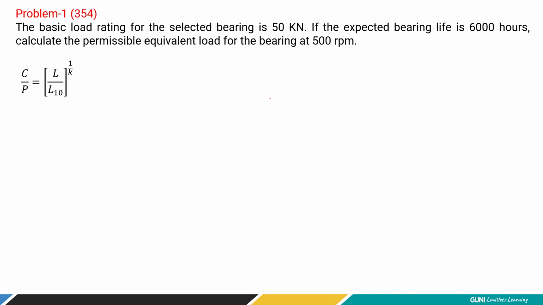so basic load rating for the selected bearing is 50 kilonewton. Let's try to understand what is given. Basic load rating, that is C, is given. What does it mean? You can apply 50 kilonewton stationary load, which must be borne by 90% of bearings. So this is standard. Okay, you can say a standard load is given. It is something like a safe limit stress, right?